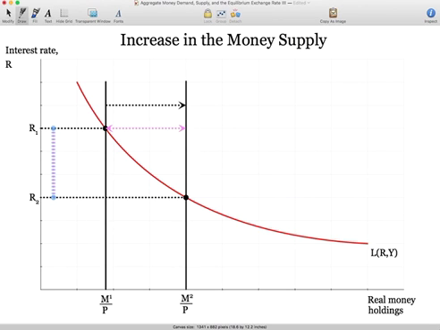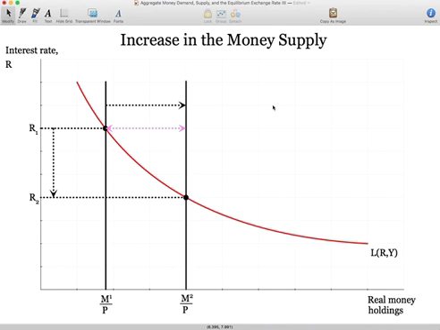Because we have a surplus in the marketplace, and let me change the color of that. So as the surplus exists, what happens? There's a surplus of money out there. Interest rates are going to have to fall. This will increase the quantity of money that people want to hold, and interest rates will fall until we get to R2, and that is where the real demand for money is equal to the real supply of money.